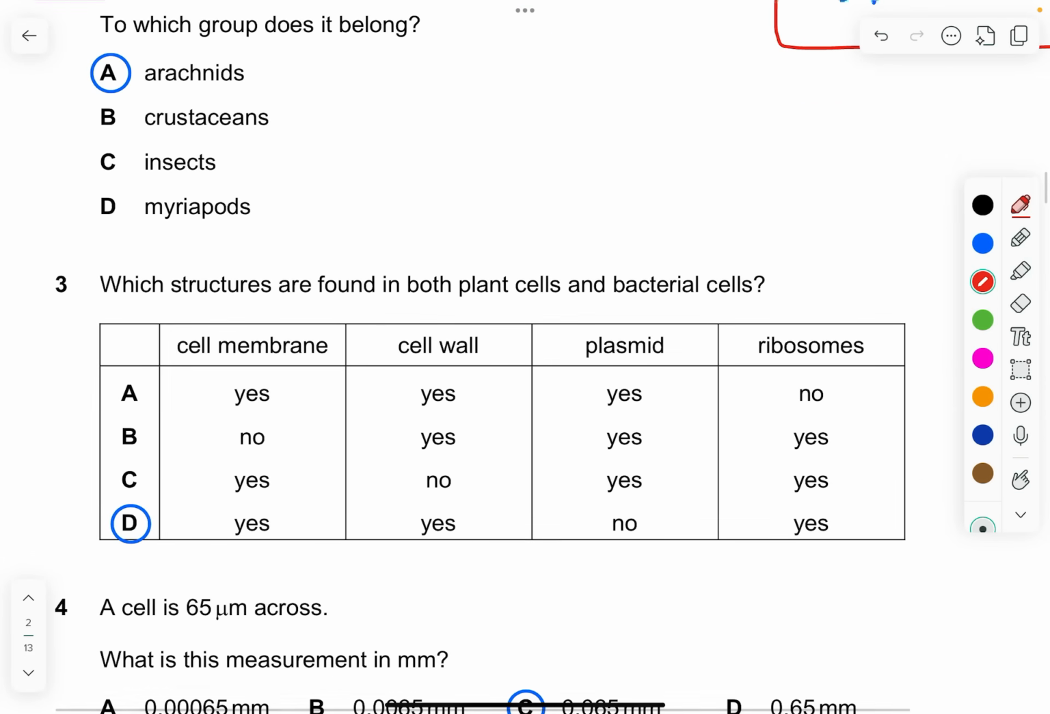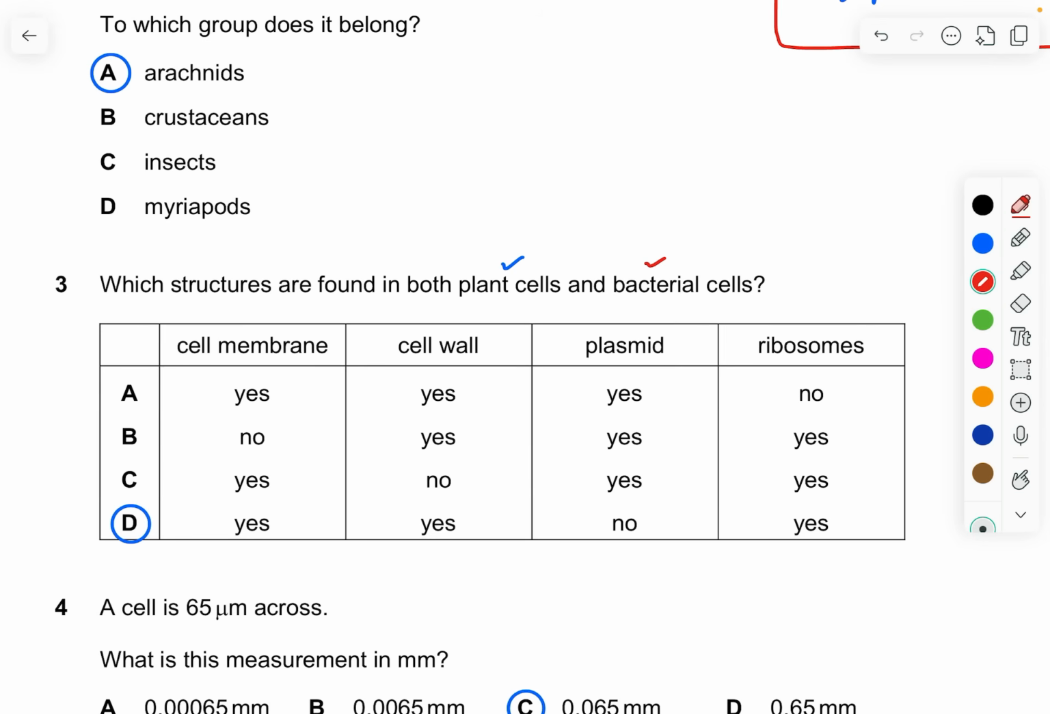Question 3. Which structures are found in both plant cells and bacterial cells? I'm going to use a blue color to indicate plant cell and a red color for bacterial cell. Only if I have 2 ticks will that be eligible for a yes. If there is 1 cross or 1 no in any way, it will be considered a no. So let's go through one by one.